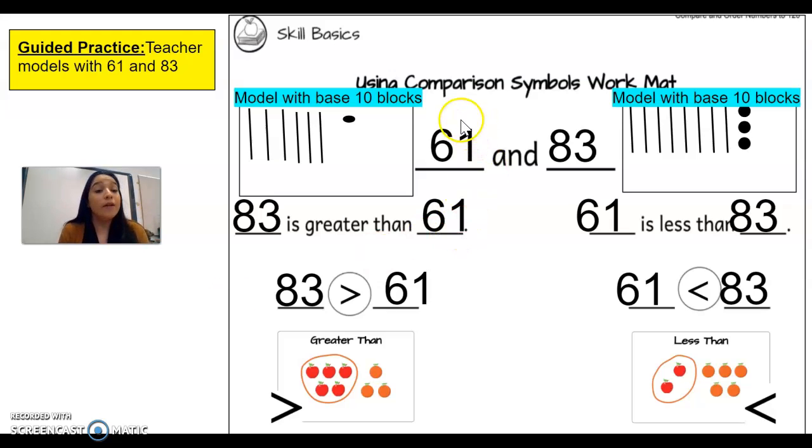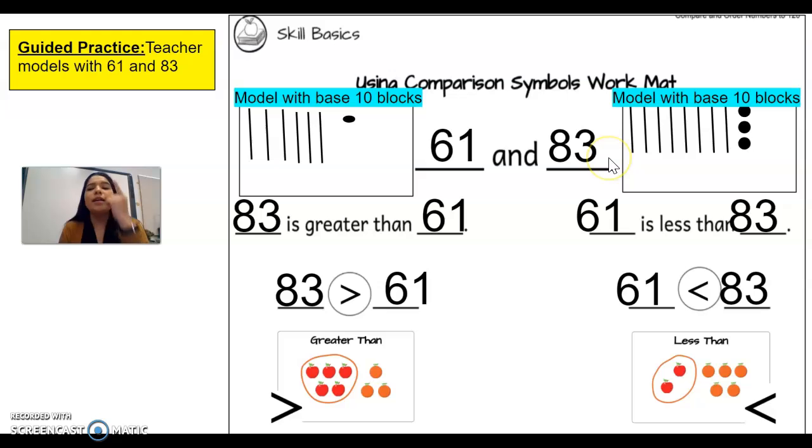So right here we have the numbers 61 and 83. And let's see, how do you model 61? How many tens are in the number 61? Awesome. If you said 6, you are right. There are 6 tens in the number 61. So we drew 1, 2, 3, 4, 5, 6 tens. And how many ones? 1. Good job. I'm going to look at this last digit, and that last digit is 1. So I have 1 one.